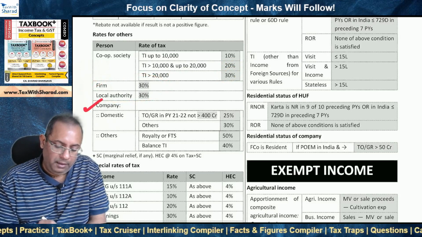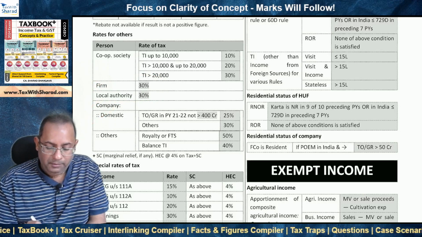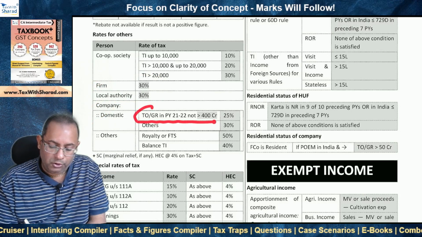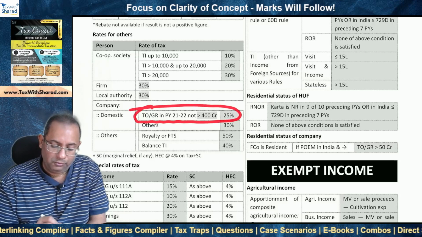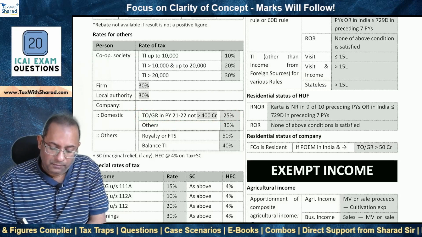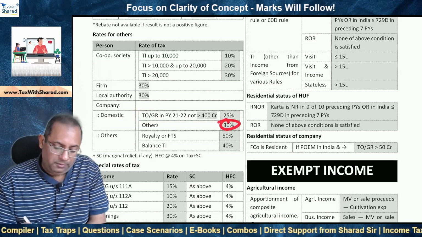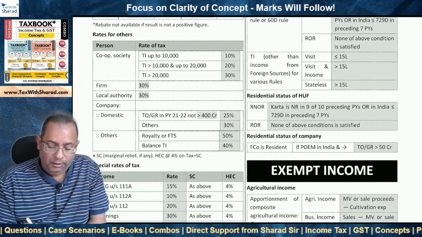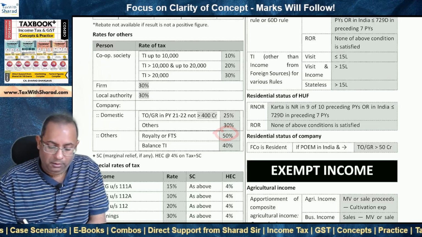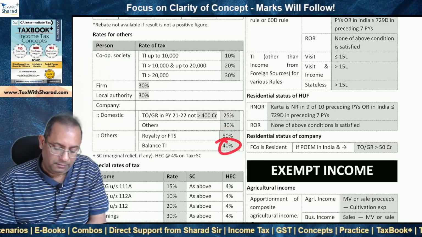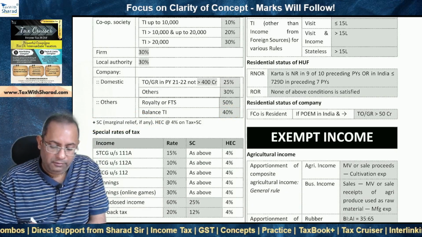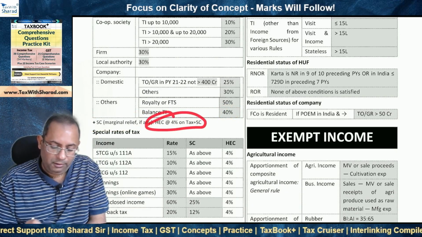In the case of a company, where it is a domestic company, where turnover or gross receipt in previous year 21-22 is not more than 400 crore, the rate is 25%. For others, the rate is 30%. In case of a company which is not a domestic company, in the case of royalty or FTS, it is 50%, and on the balance total income, it is 40%. Plus, you need to add surcharge, give marginal relief if any, and cess applies at the rate of 4%.